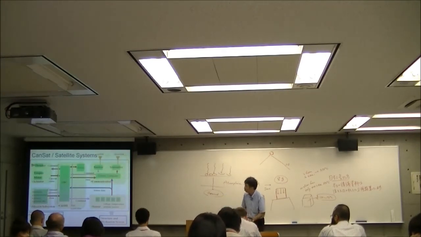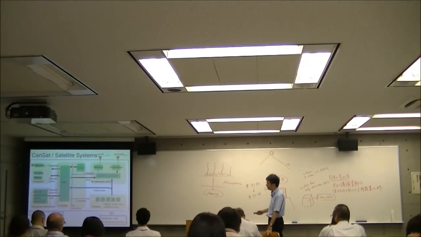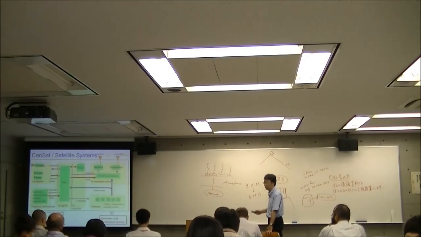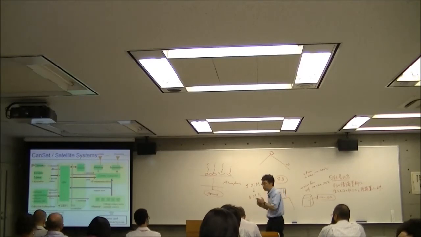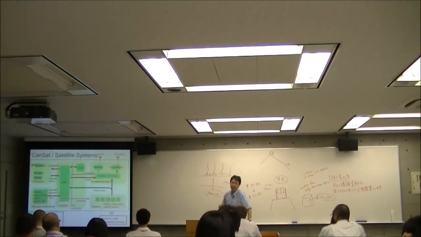Okay, so you should implement some CDH system, computer, memory in the CanSat, and also you should implement some sensors and actuators in the CanSat, and also some communication system, and you should implement some mission subsystem in the CanSat, and a battery is required, okay? Battery required, and also some structure is of course required for the CanSat. So, in this way, the satellite and CanSat have a lot in common in terms of the systems.